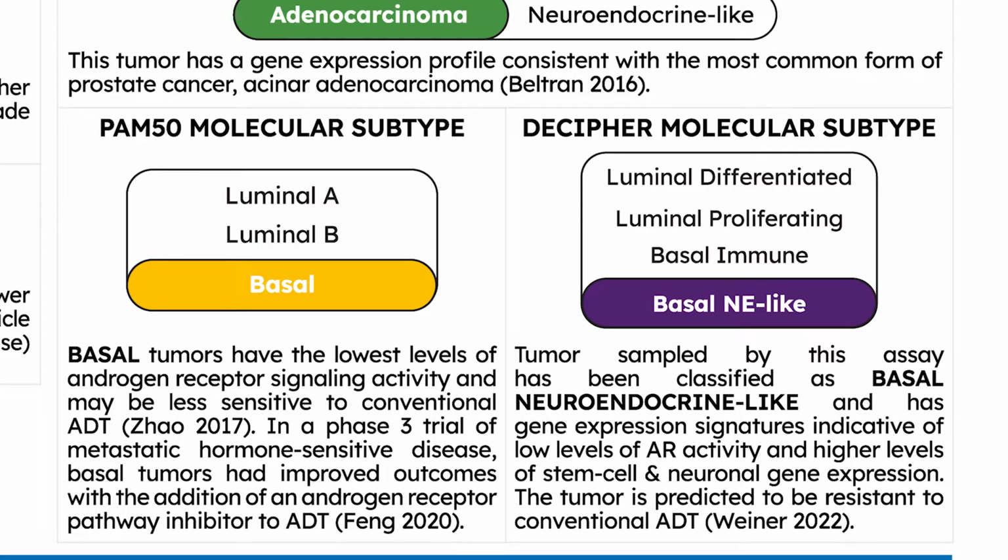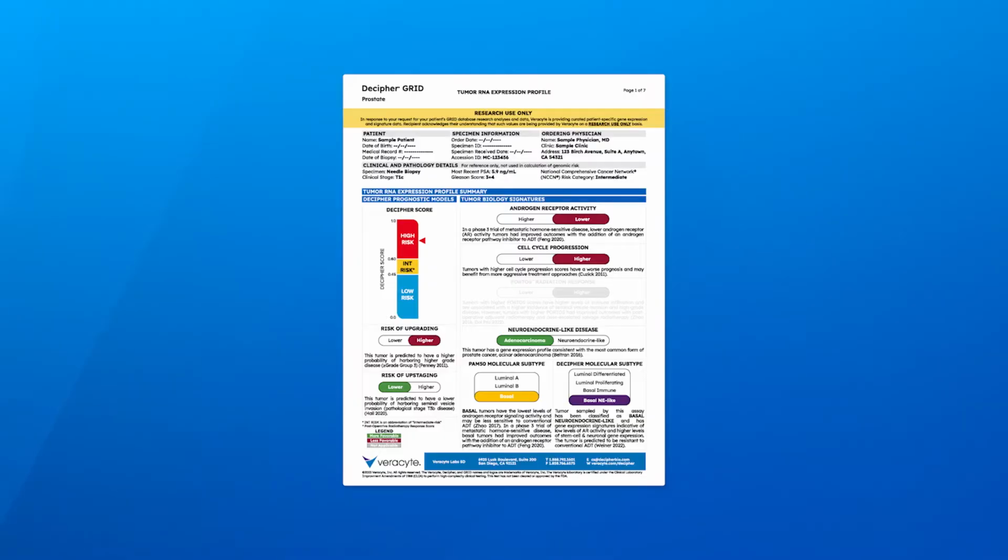Looking at whether a tumor is luminal A or luminal B, for example, might help us in future studies regarding active surveillance. Basal tumors typically have lower levels of androgen receptor activity. Basal immune tumors have demonstrated higher levels of activated immune cells. Basal neuroendocrine-like tumors have shown to have higher levels of stem cell and neuronal gene expression. It's important to note that these statements are generalizations based on tumor molecular biology subtype.